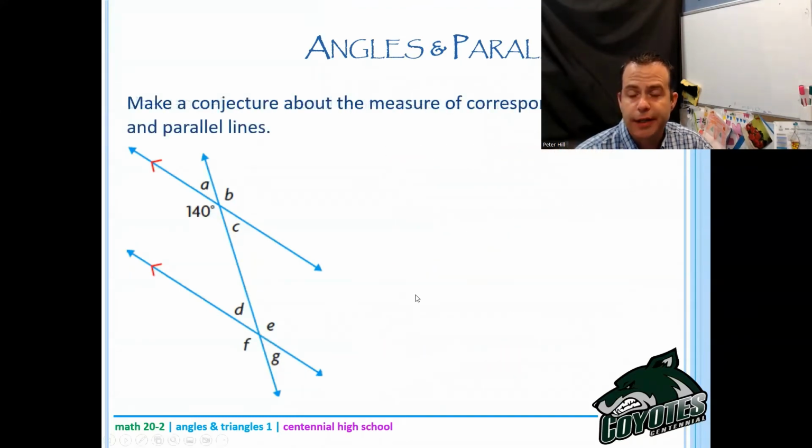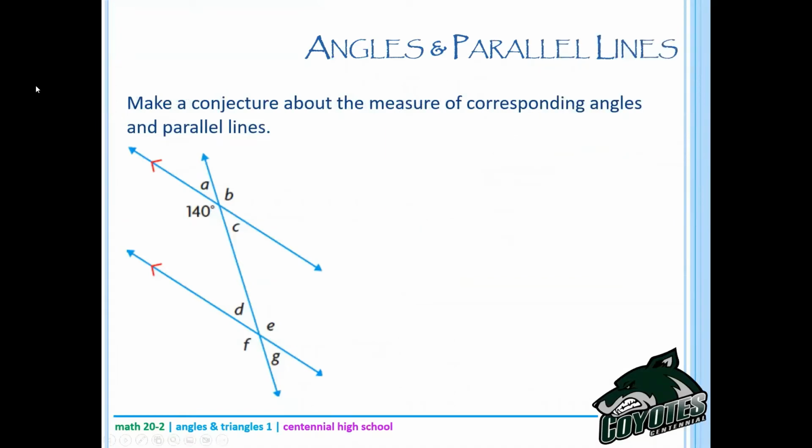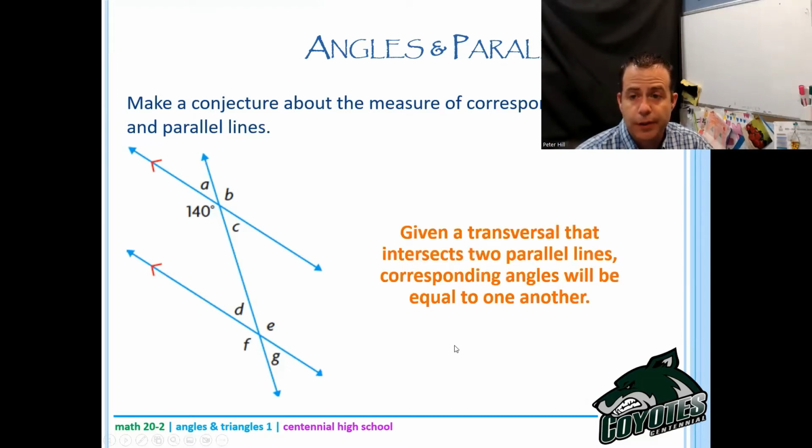Make a conjecture then. Okay, so my conjecture on the measure of corresponding angles and parallel lines. This is what I'm going to say, and this is what you need to have in your notes. Given a transversal that intersects two parallel lines, corresponding angles will equal each other. Okay, corresponding angles will equal each other. So angles in the same position, if the lines are parallel, will equal each other.